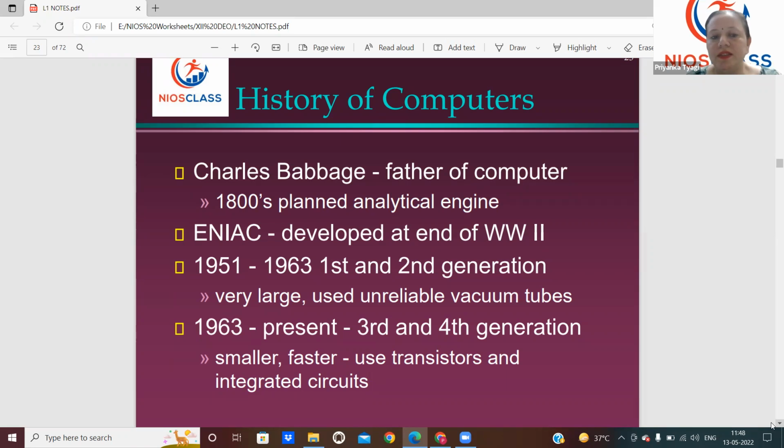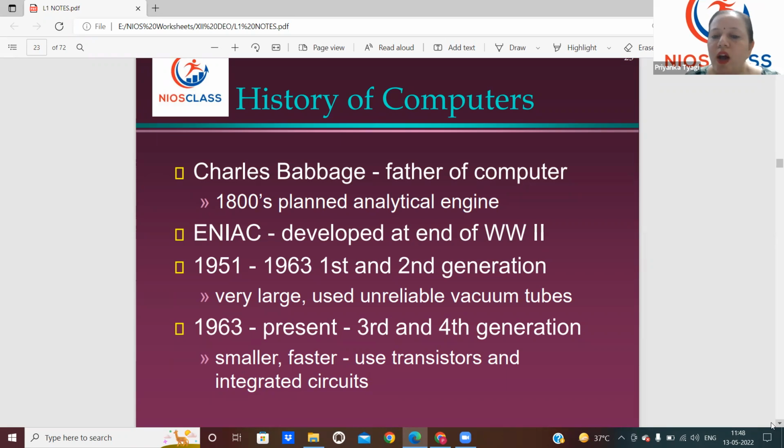So the first computer was developed, ENIAC, by the end of WW2, and the first and second generation era is from the year 1950 to 1963, right? At that time the size of the computers was very large. They used unreliable vacuum tubes. That means if one vacuum tube is disturbed, the whole system is disturbed. That was the problem occurring at that time.